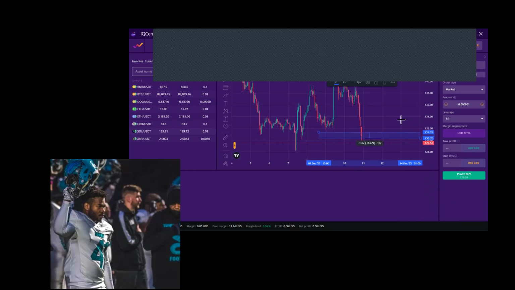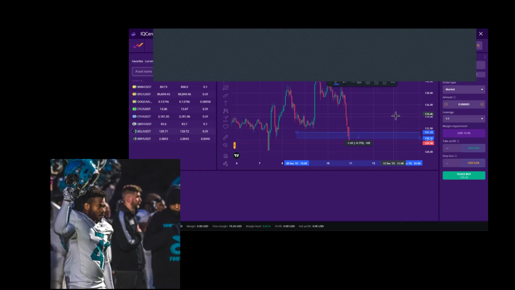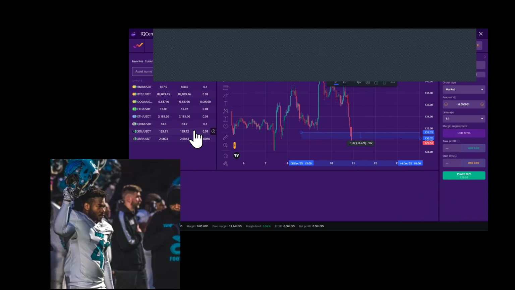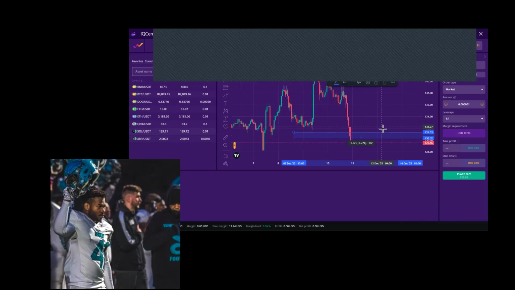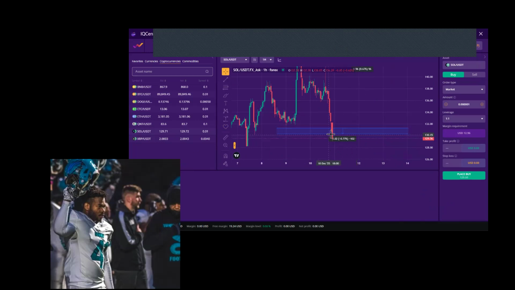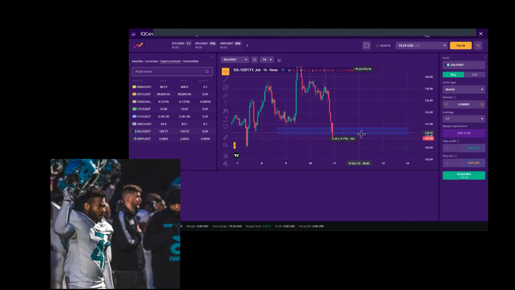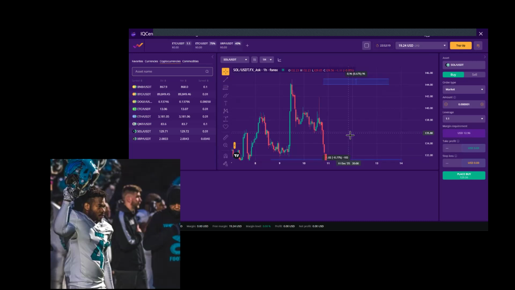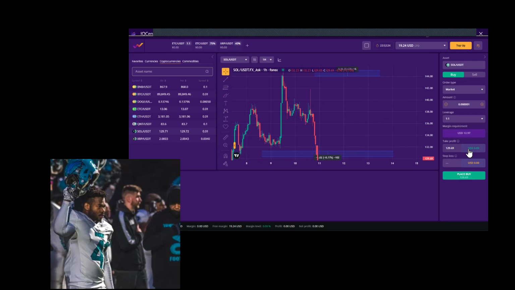Yep. So right now I believe I'm looking at Solana, I think. Yep, I'm looking at Solana coin right now. And I drew in my support and my resistance. I'm really just waiting on price to bounce in or bounce through this or come back up. And if it does, then I'm gonna set my take profit around here if it'll let me.